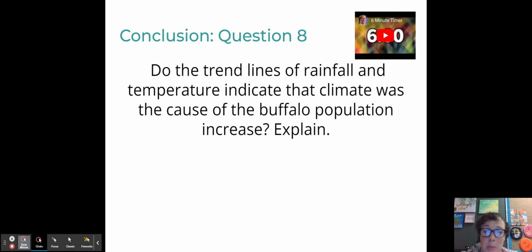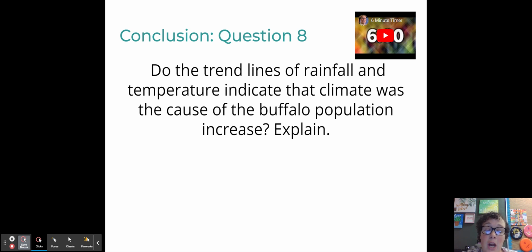eliminated several possibilities. We know it's not the amount of food, right? Because food is related to the amount of rainfall and sunlight. We know that the rainfall didn't change very much, which means the amount of food didn't change very much. We know that it's not food, it's not water. We know it's not the amount of space available because the Serengeti didn't change in size between 1960 and 1975.